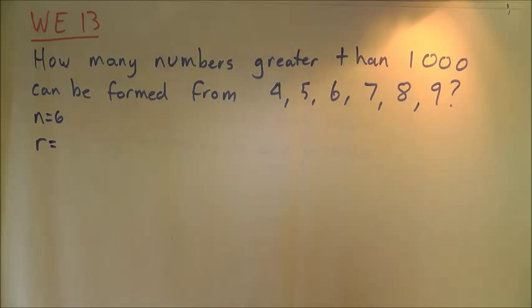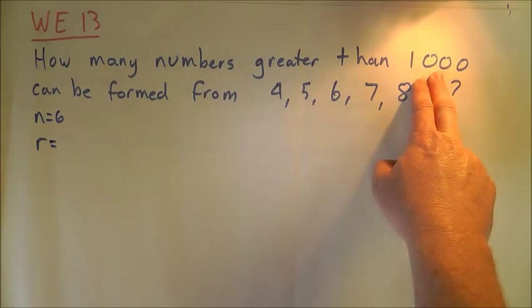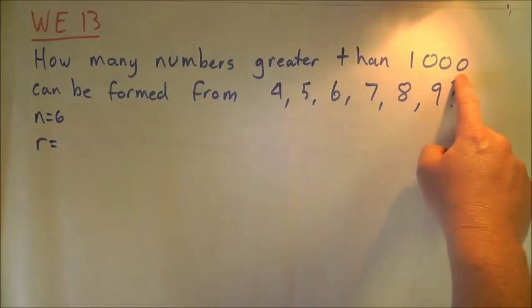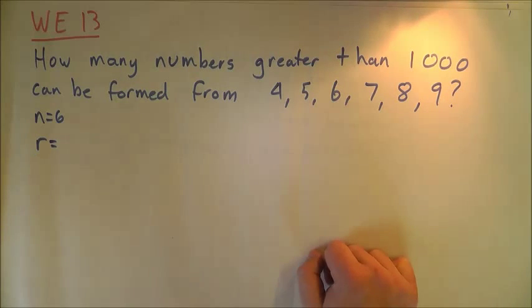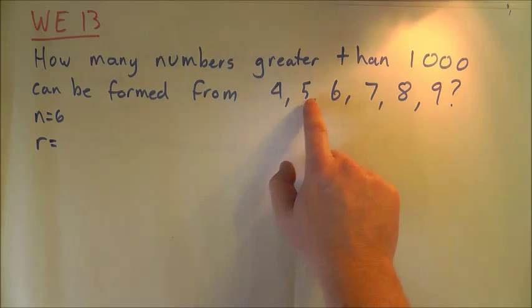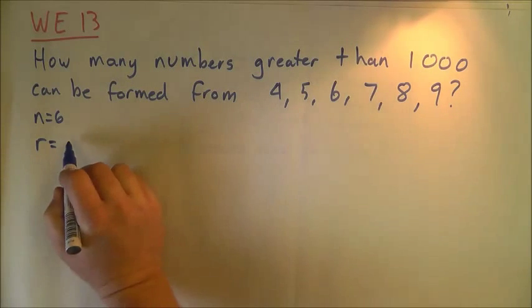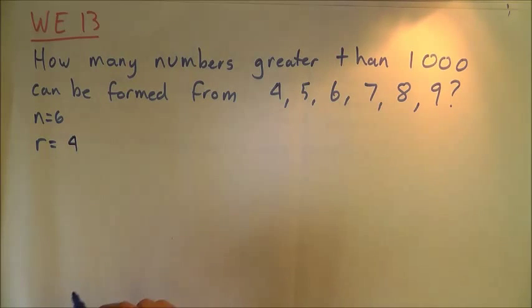Now R, this is where the question becomes a little bit hard. The question's not that difficult, it's just reading it and understanding what it's saying. I want numbers greater than 1000. So I need a 4-digit number to be greater than 1000. The smallest 4-digit number I could get would be 4567. That would be the smallest number I can make that would be greater than 1000. So my group size is I'm going to need groups of 4 numbers.